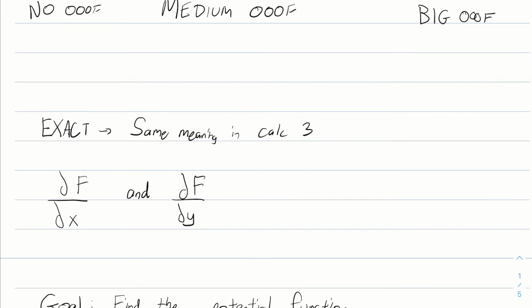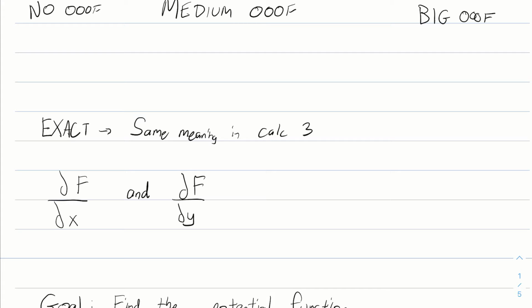My definition here says the same meaning as in Calc 3. All right, so exact equations. Basically, if you look at two components of an equation, one with respect to x, one with respect to y, and you take the partial derivative with respect to the opposite variable, then you should get the same thing. That's what exact means. So that's how you tell if you can integrate to find the function that gave you that.